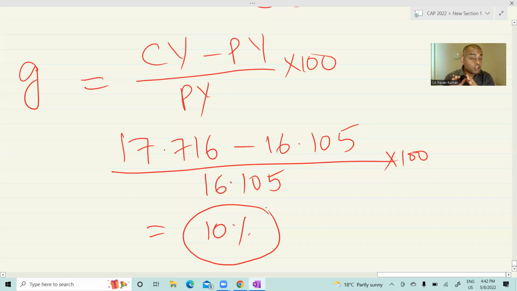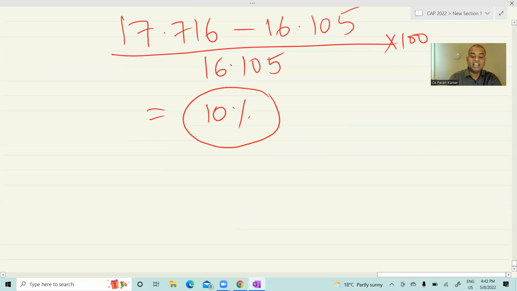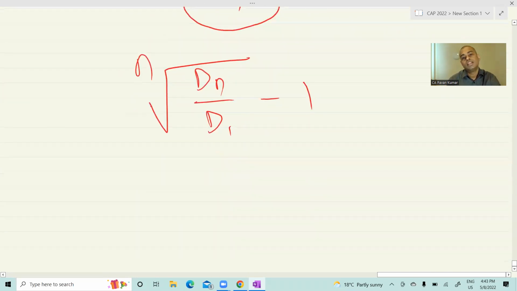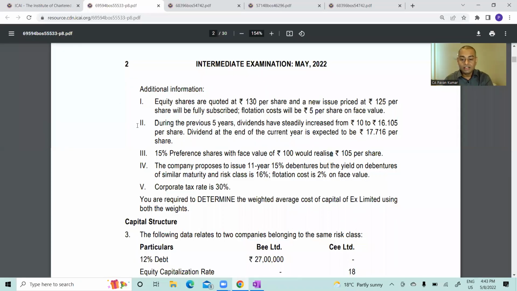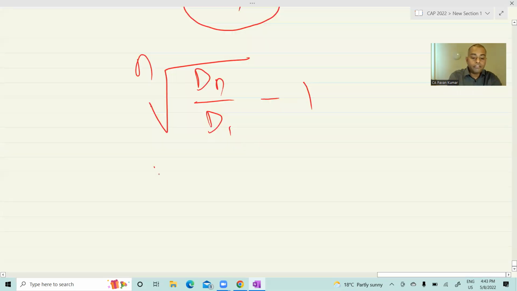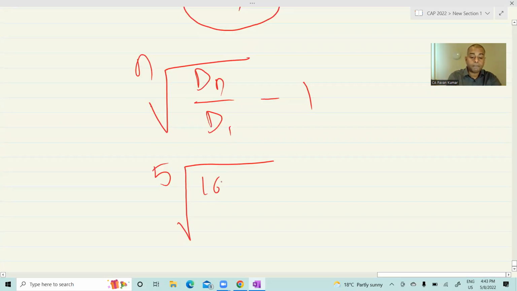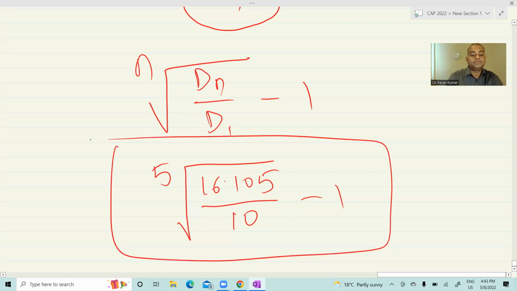This is how ICA solves this question. Global courses, which is actually not required for you, growth rate is calculated as nth square root of Dn by D1 minus 1. So what is n here? 5 years data they have given. So fifth square root of what is Dn, 16.105, divided by what is the first dividend, 10, minus 1. Like this you need to calculate.